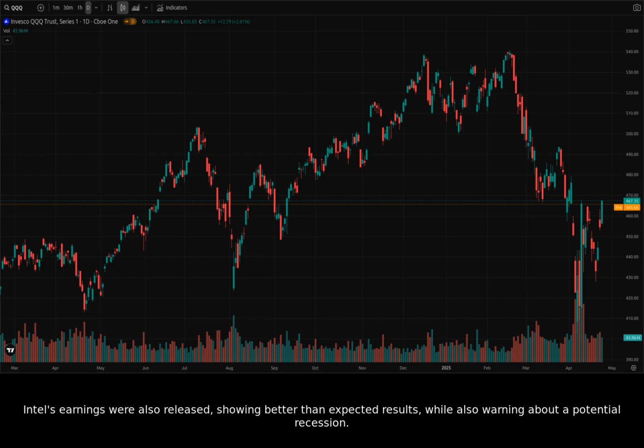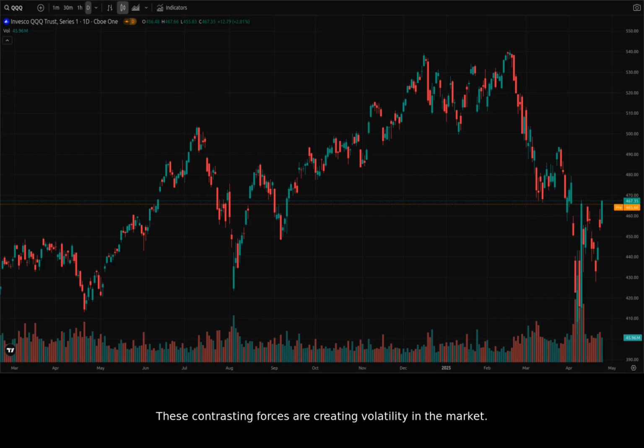Intel's earnings were also released, showing better than expected results, while also warning about a potential recession. These contrasting forces are creating volatility in the market. Let's delve into the charts to see how these events are reflected in QQQ's price action.